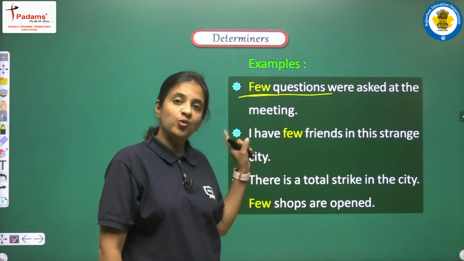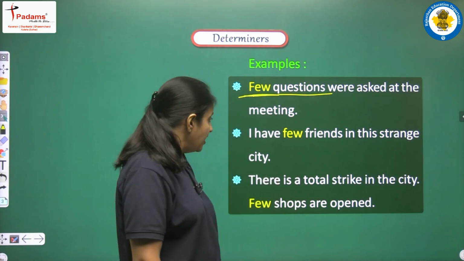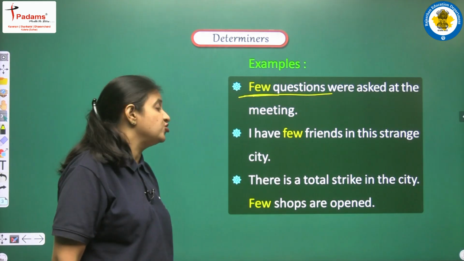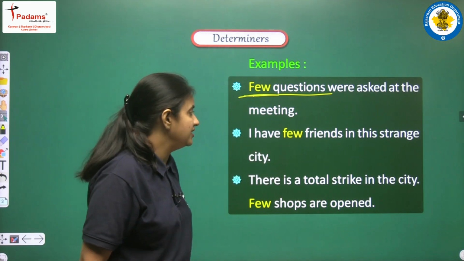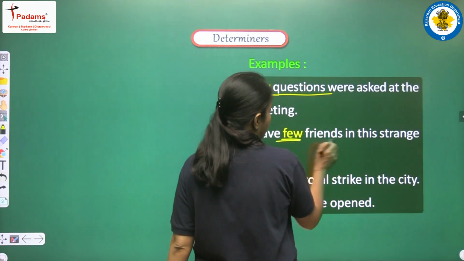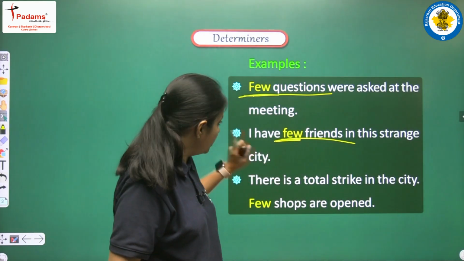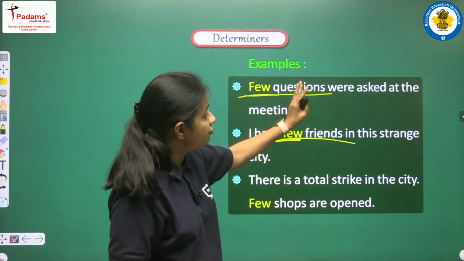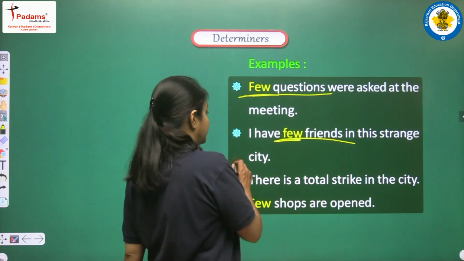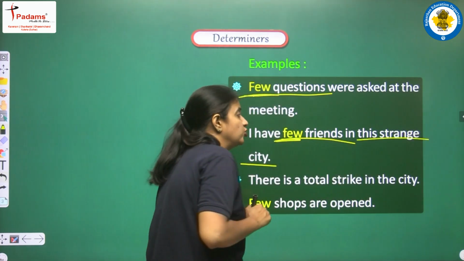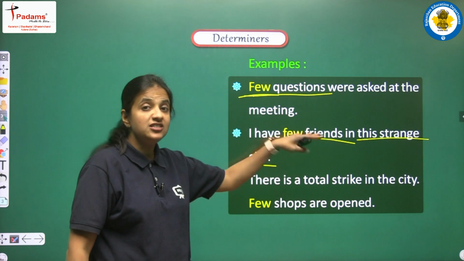We are having some more examples. So let's read. I have few friends in this strange city. So here in this sentence again we are having few, and friends, which is also a countable and plural noun. So here we are saying that I have few friends in this strange city. So we are using such things in our sentence, strange city.